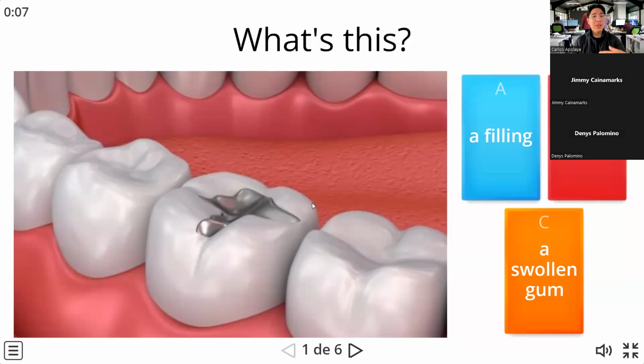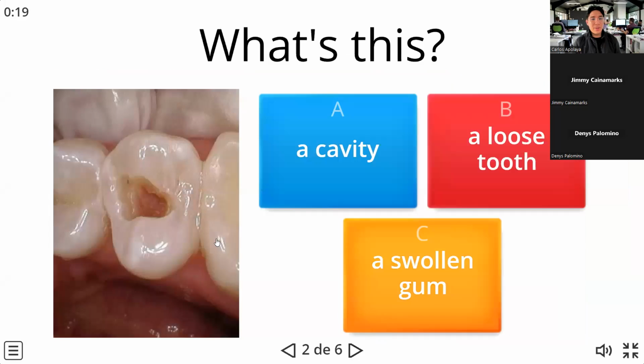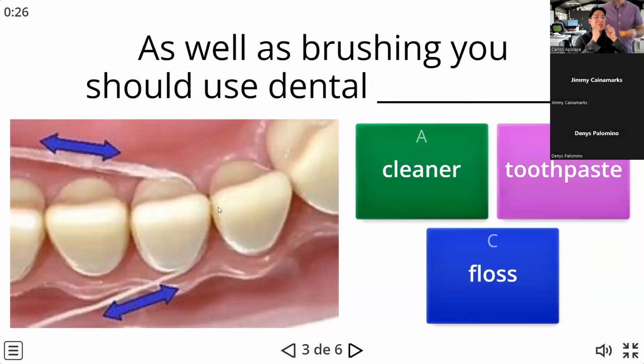What is this? A swelling? Are you sure? No, a feeling. This is a feeling. What is this? Cavity. This is a cavity, of course. What is that? What do you do here? You have to use the dental floss. The dental floss, of course.